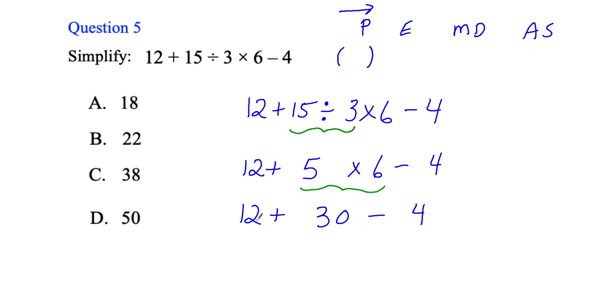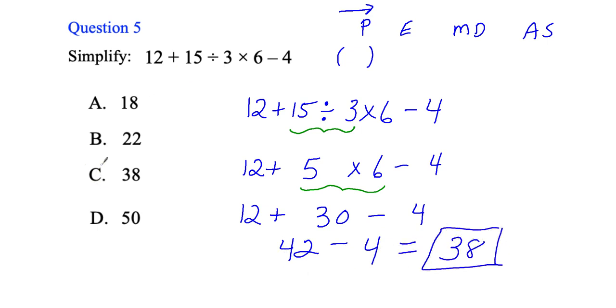So you do what you see first. I see the addition before the subtraction when I read from left to right, so I'll do this piece first right here, the 12 plus the 30. So what's 12 plus 30? That's 42 from right here. Bring down the minus sign, bring down the 4, and then I just subtract at the end. What's 42 minus 4? That is 38. And that is how I deal with this type of problem. So my answer is C.